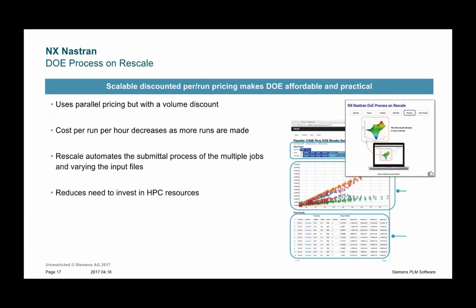However, Rescale and Siemens have made it much easier and more cost-effective to run a DOE with NX Nastran on the Rescale platform. With our partnership, we're able to offer scalable parallel pricing for NX Nastran specifically for DOE runs. This means the cost per run per hour decreases with the number of runs you perform for your DOE. Rescale also helps to simplify the complexity of performing DOE by managing the job submittal process and the input deck variation required to perform the DOE.